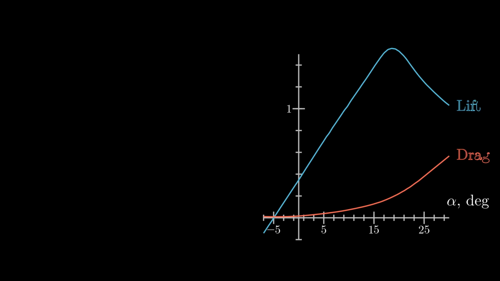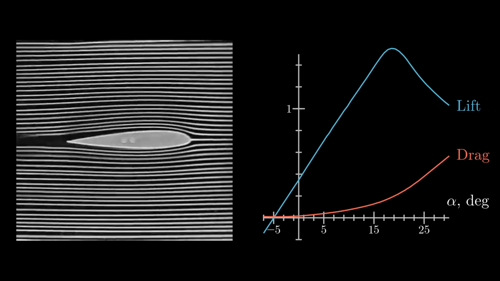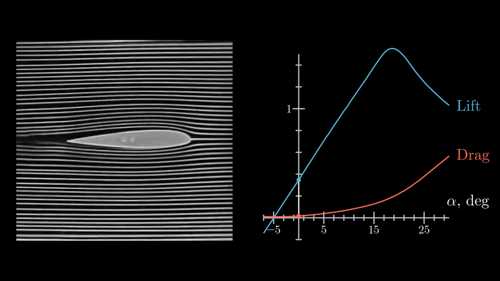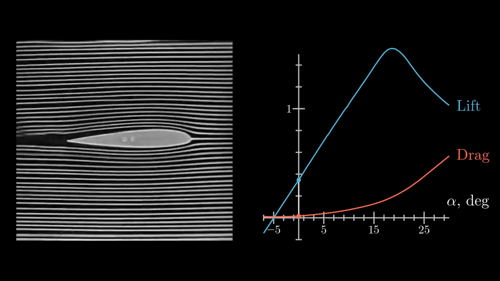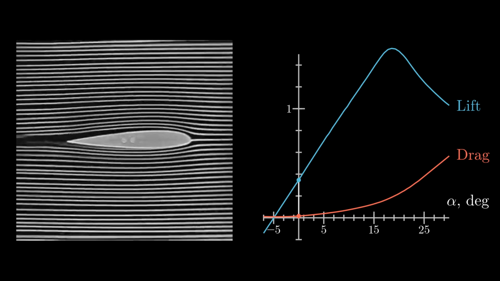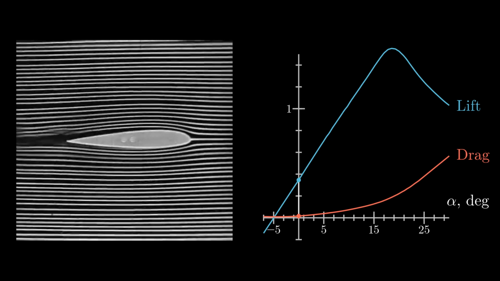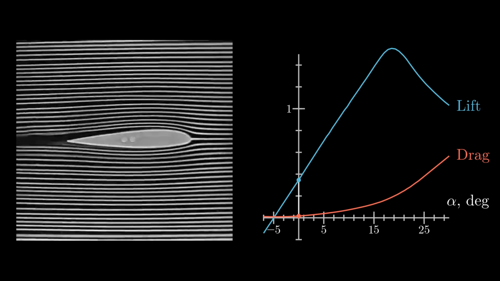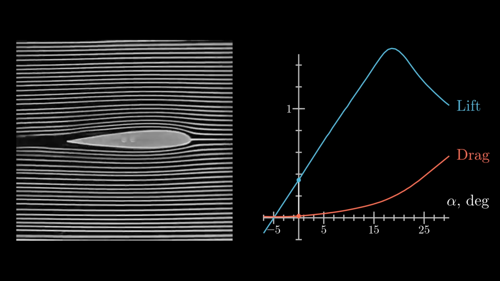Let's look at typical lift and drag coefficients dependencies on angle of attack. At low alpha, drag is small and lift is proportional to alpha. How the wing performs in low angle of attack range depends on its cross-section. There are special shapes designed to maximize lift while minimizing drag, called airfoils.